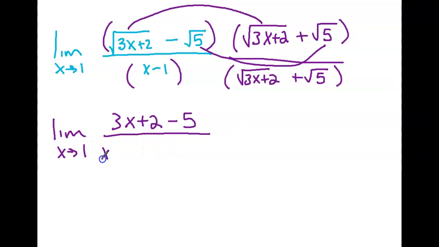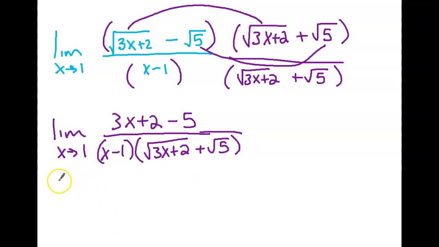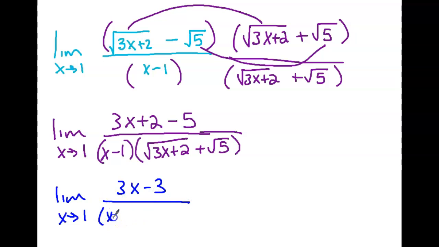And now in the denominator, we have x minus 1 and then the conjugate. So just copy that. Okay, and now let's simplify and see what happens here. So we get the limit as x goes to 1. On top we have 3x minus 3, and then in the denominator we have x minus 1 times that conjugate.